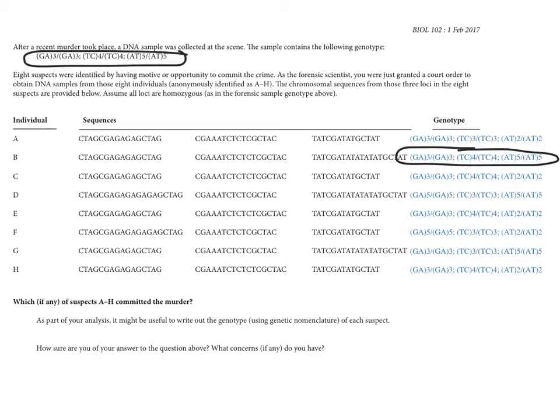How common are these genotypes and how likely is it by chance that we've found a suspect that we put in a lineup, say, that by chance happens to have the same genotype as the person that left the DNA at the crime scene.